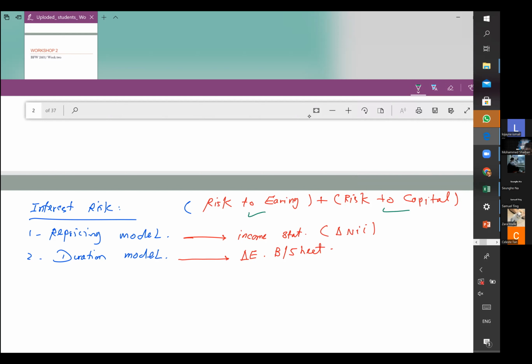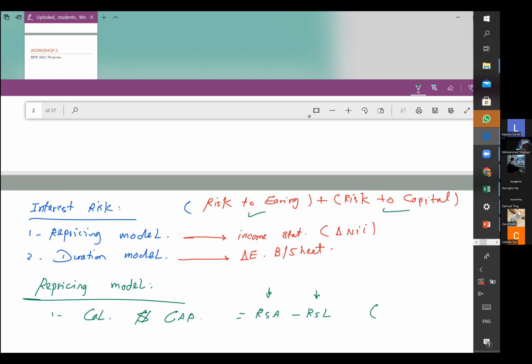Now, let's talk about the repricing model. The repricing model is a very simple one, and it requires two steps. One, you have to calculate the dollar gap. And this dollar gap is actually the risk-sensitive assets and risk-sensitive liabilities. Calculating the risk-sensitive assets and risk-sensitive liabilities needs some skills, but we give you the horizons as we show you in the tutorial. And from the horizons, you can get the risk-sensitive assets.